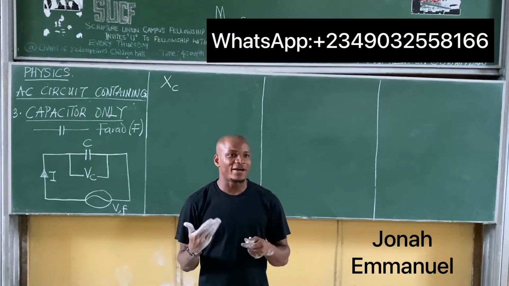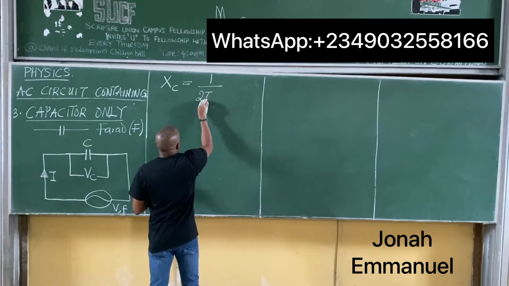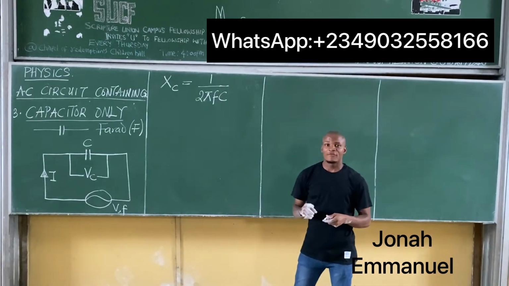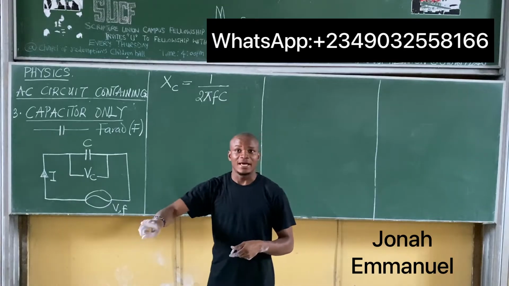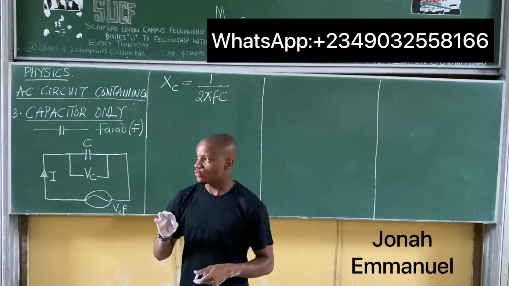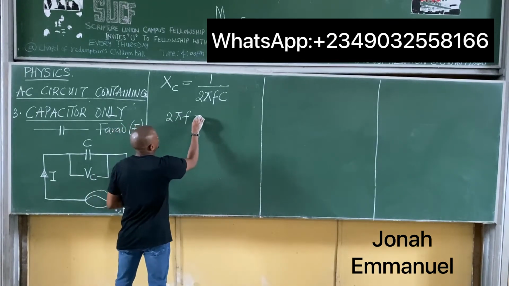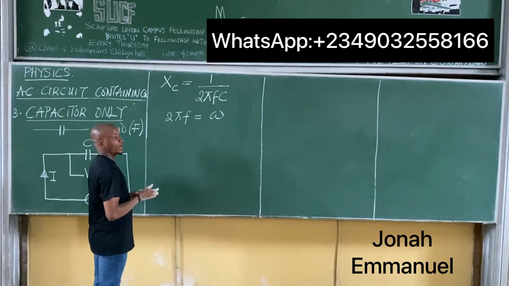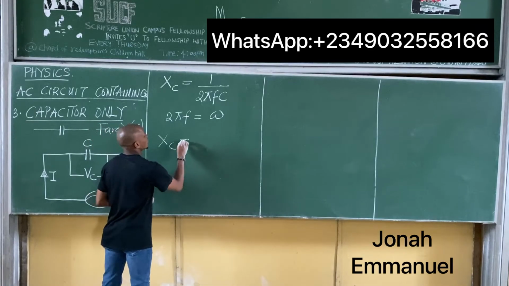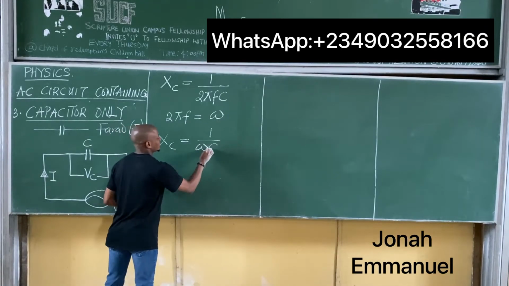For capacitor circuits, XC is given by the formula XC equal to 1 all over 2 pi fC. Please take note: for XL, there is no inverse, XL is 2 pi fL. For C, there's an inverse, 1 all over 2 pi fC. We already said that 2 pi f is equal to angular frequency. Hence, the reactance in the capacitor circuit, XC, is equal to 1 all over angular frequency times C.